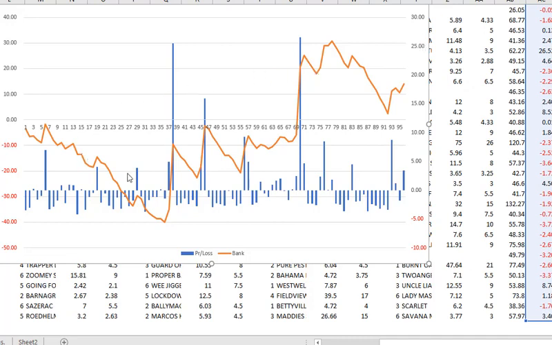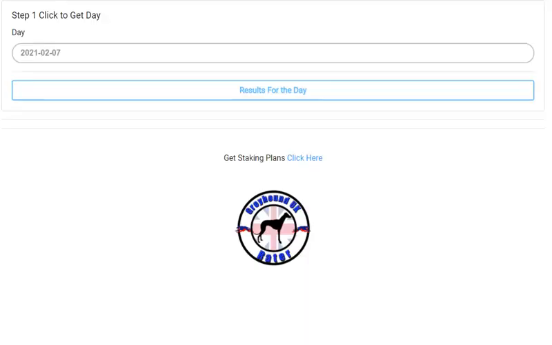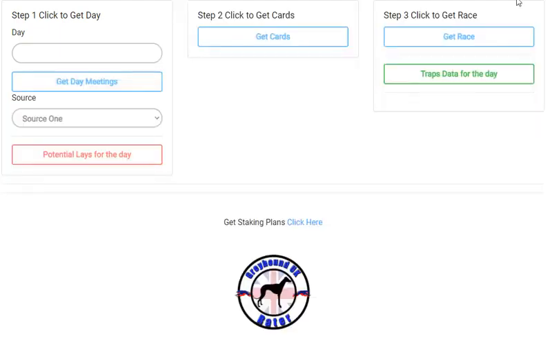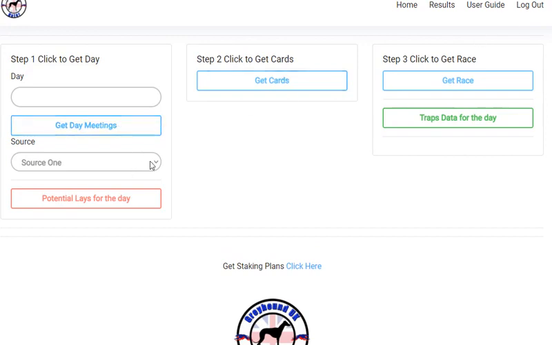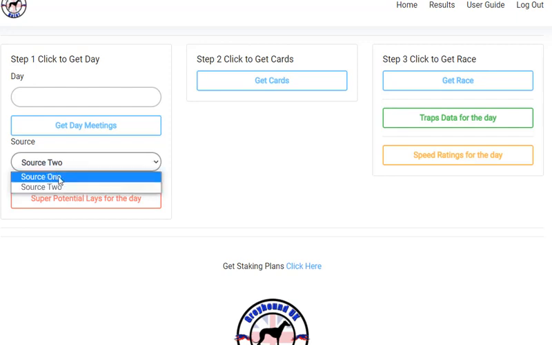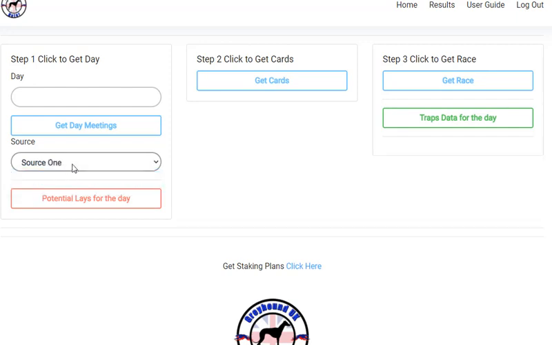So let's look at what else the results button can do. If we go back to home now, in another video I'll talk about source 1, which is one of our databases, the one coming from Betfair, and source 2 comes from Timeform. Sometimes one of them will be offline, very rarely would both of them be offline, but if the Betfair one's offline, then source 1 won't work, and you go to source 2.